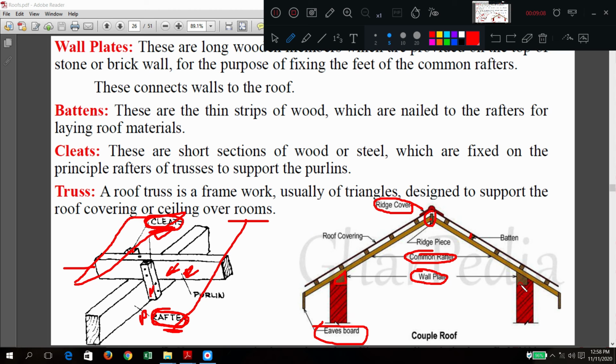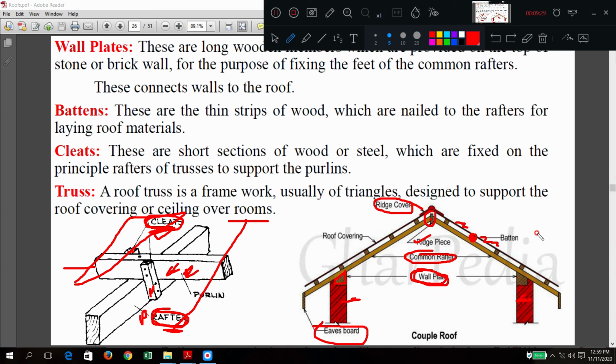What is the function of the wall plate? It transfers the load from this truss to the walls, and it is fixing the truss on the wall. That is why it is called a wall plate. Ridge piece complete. Batten means what? Which is at the topmost. Above this you have GI sheets.